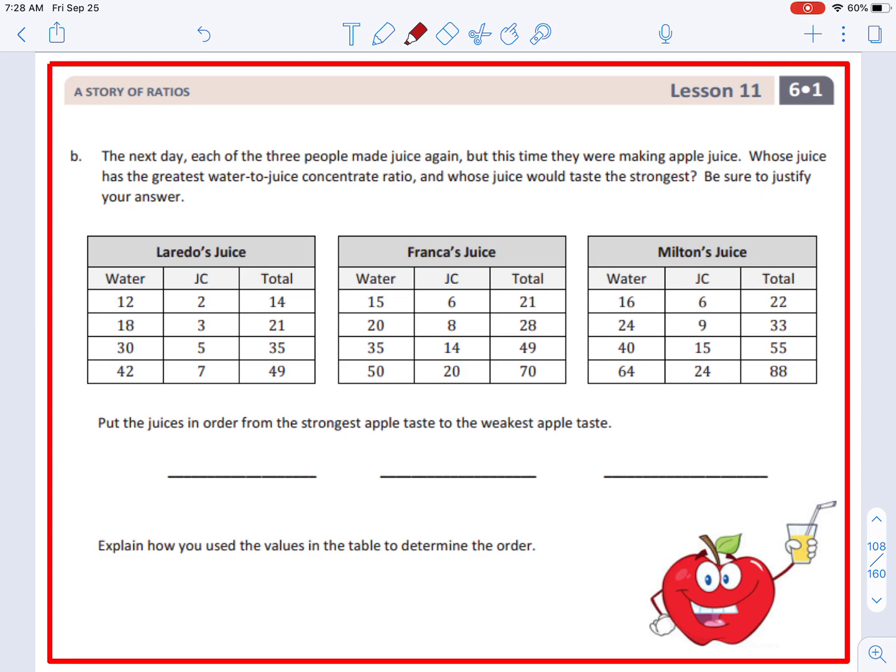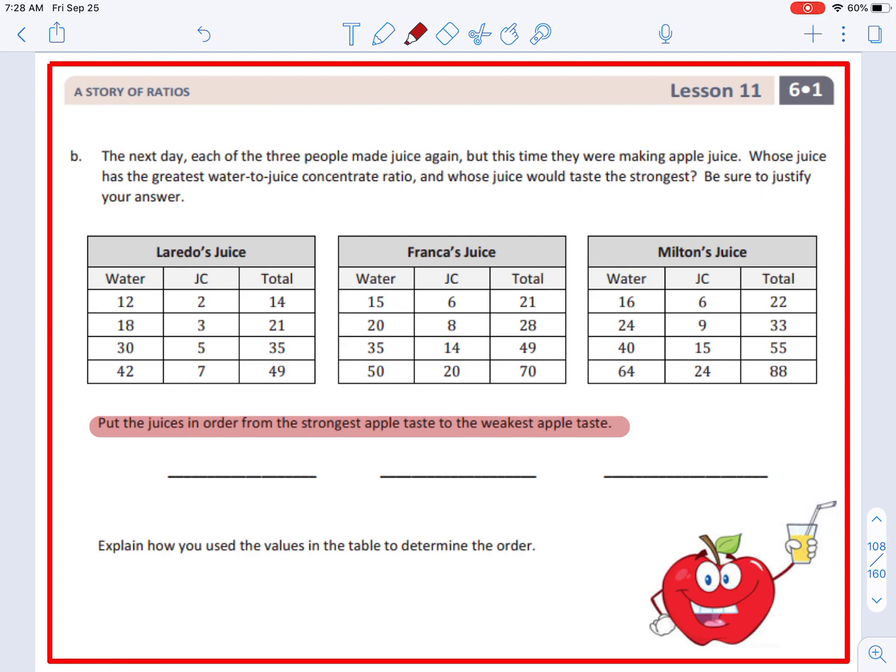Okay, so you should have tried to do this on your own. We're going to do the same steps. They're asking for the same thing. But now, whose juice has the greatest water to juice concentrate ratio, and whose juice would taste the strongest? And then be sure to justify your answer. At the bottom here, it's asking you to put the juice in order from strongest apple taste to weakest apple taste.